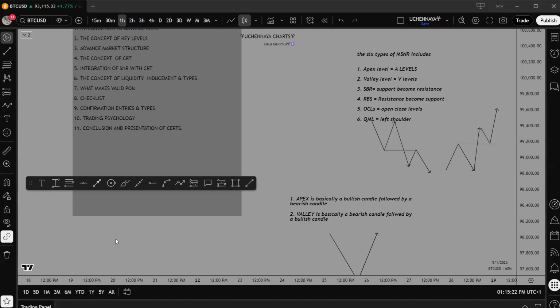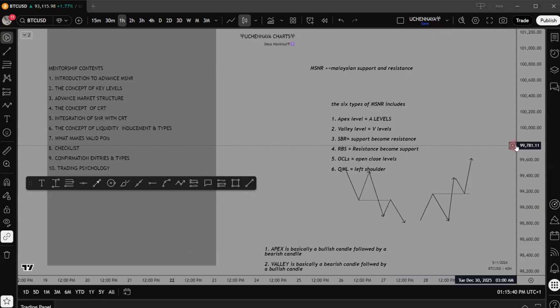You can't see the weak taps with a line chart. You can't see the weak tap with a line chart. Okay, so yeah, that is just it for these 6 types of MSNR.